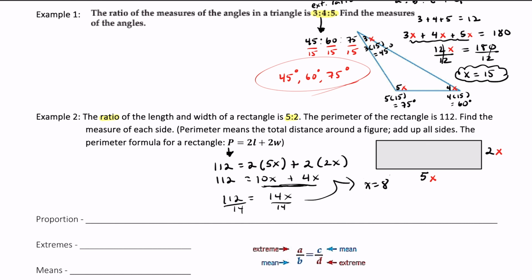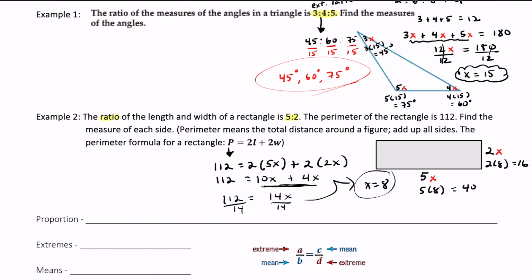So if x equals 8, then that means that I can do 5 times 8, which is 40. And then I have 2 times 8, which is 16. So our answers are 40 and 16. Now, do I need to use this formula? No. I can just say 2x plus 2x plus 5x plus 5x equals 112, and you should get the same thing, right?